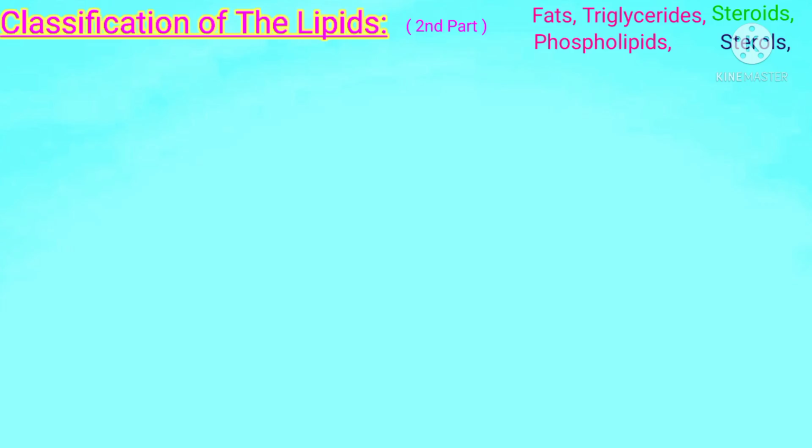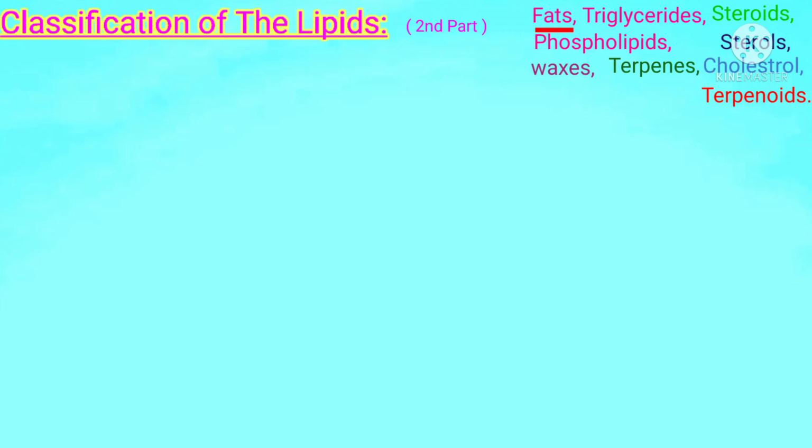Students, now we will start today's main topic, classification of lipids. Students, lipids have different classes like fats, triglycerides, phospholipids, steroids, sterols, cholesterols, waxes, terpenes and terpenoids. Now we shall understand all of these classes one by one. Students, about fats and fatty acids, I have explained in the previous video lecture.